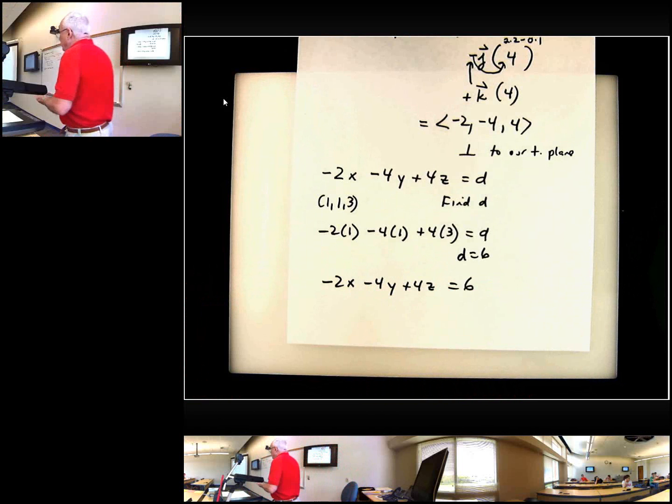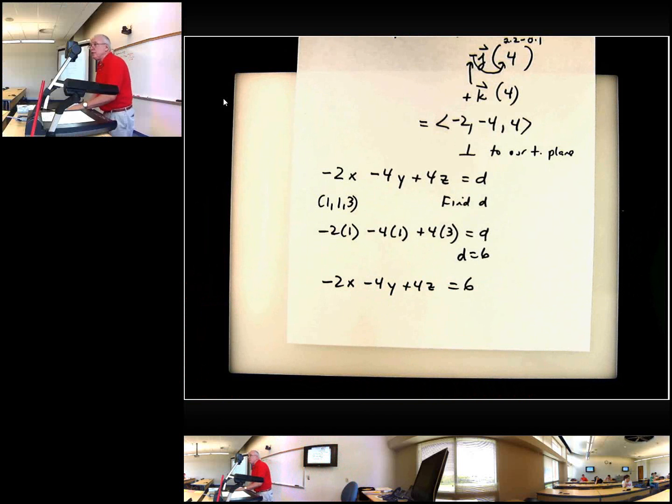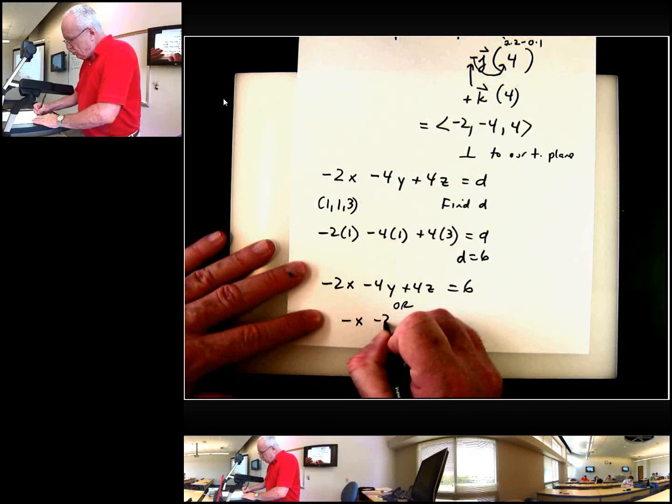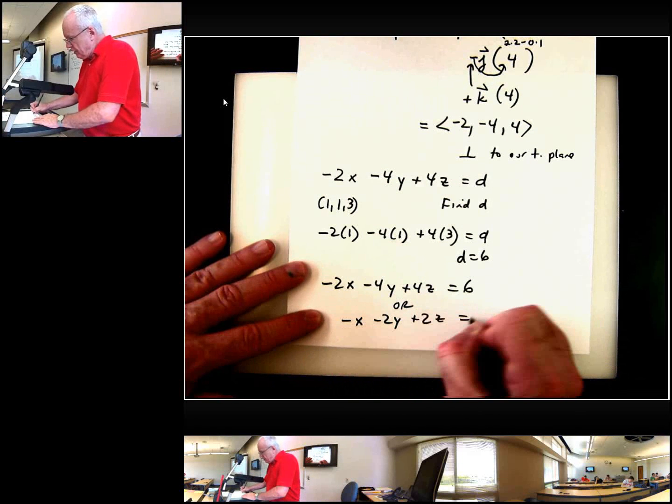If I'd like, I noticed that those are all even coefficients. I could divide everything by 2 and have the equivalent equation. So I could have -x - 2y + 2z = 3.